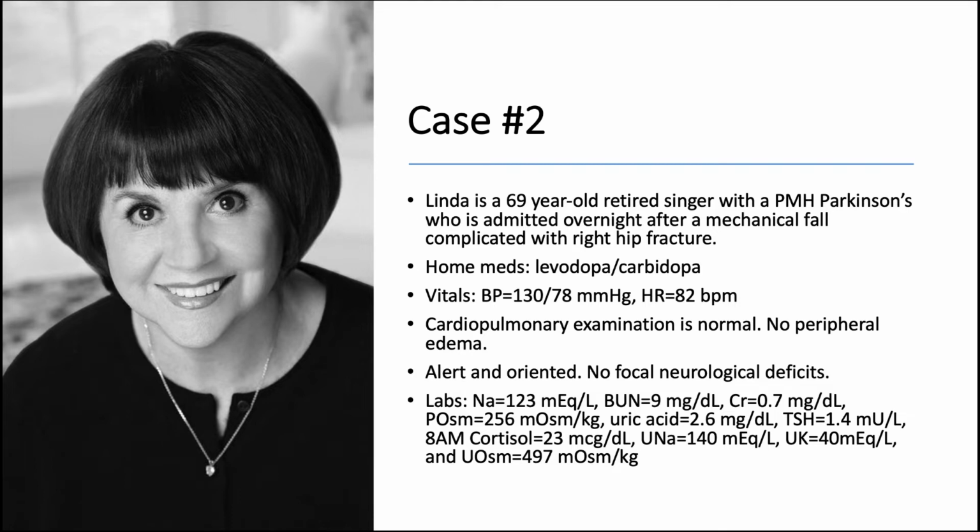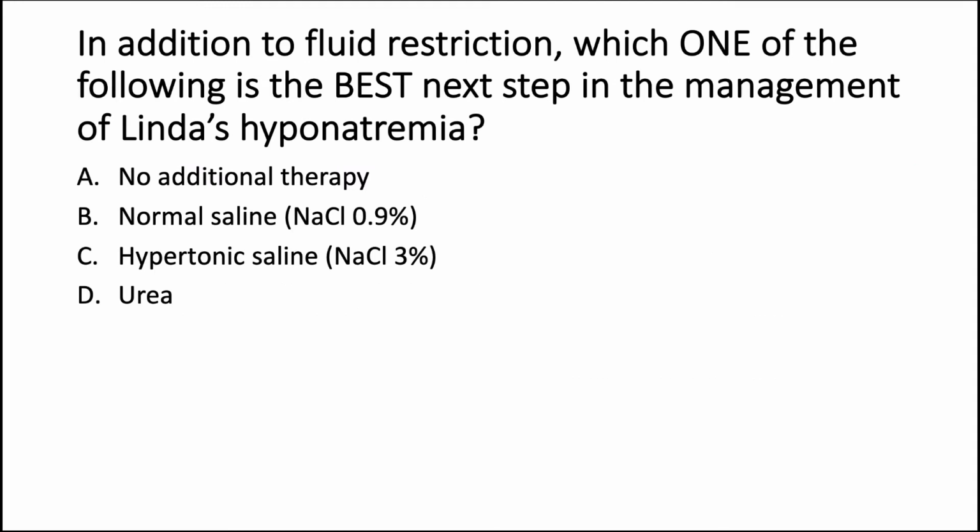And now the question is, in addition to fluid restriction, which one of the following is the best next step in the management of Linda's hyponatremia? A, no additional therapy. B, normal saline. C, hypertonic saline. Or D, urea. And the right answer is urea. Okay? So we're going to talk about why it is urea and not the others.